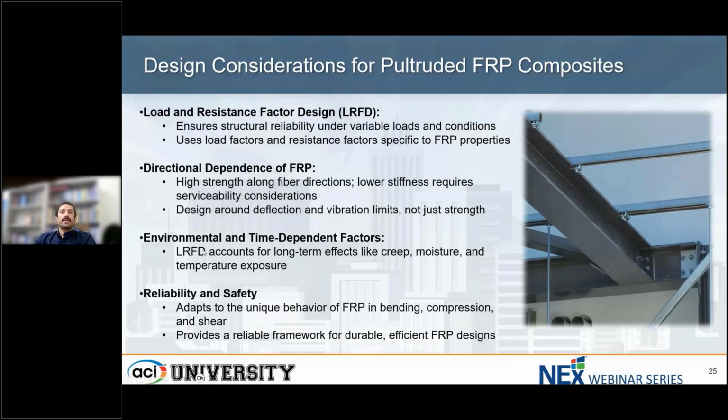The new standard ASCE 74 uses the load and resistance factor design, or LRFD, approach to account for FRP's unique behavior. This methodology helps ensure structural reliability by factoring in variation in load and material properties. Environment and time effect factors also play a crucial role in the design, as FRP can be affected by long-term exposure to moisture, temperature changes, and creep. And additionally, FRP reliability in bending, compression, and shear must be comprehensively addressed in our design.